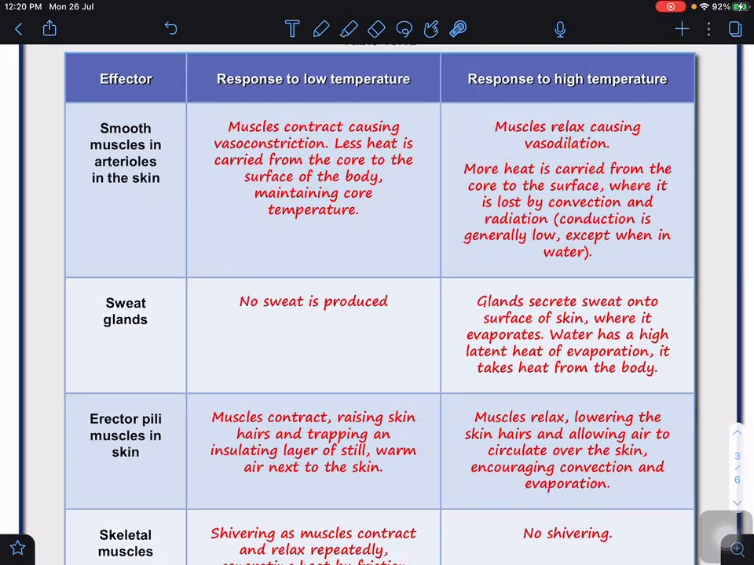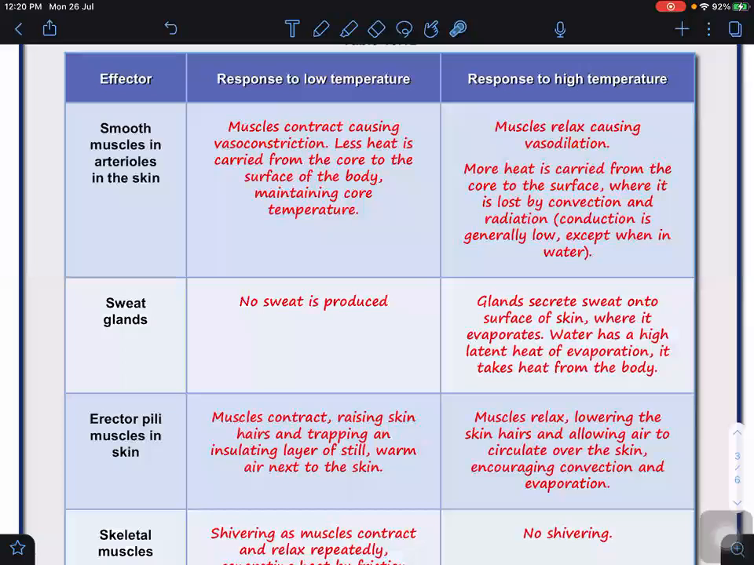Okay, so when the muscle contracts, it will cause vasoconstriction. Less heat is carried from the core to the surface of the body. So therefore, we can maintain the core body temperature. We conserve the heat energy. We don't want to lose the heat energy through the skin. So this is the first way we respond to low temperature.